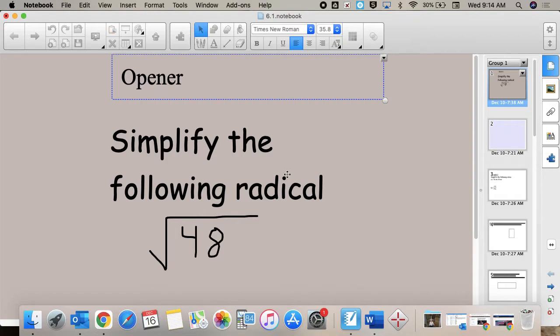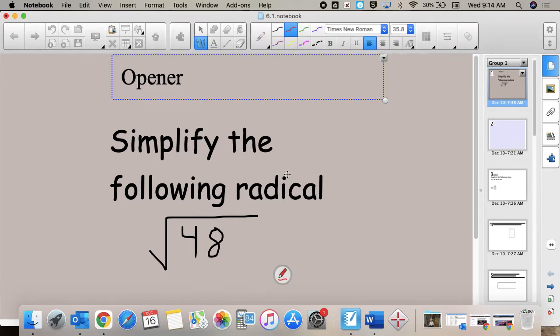All right, so in chapter 6, we're going to take a look at what they call similar figures and similar triangles. Before we get into that, a couple things we're going to have to review. First one is the idea of simplifying a radical.